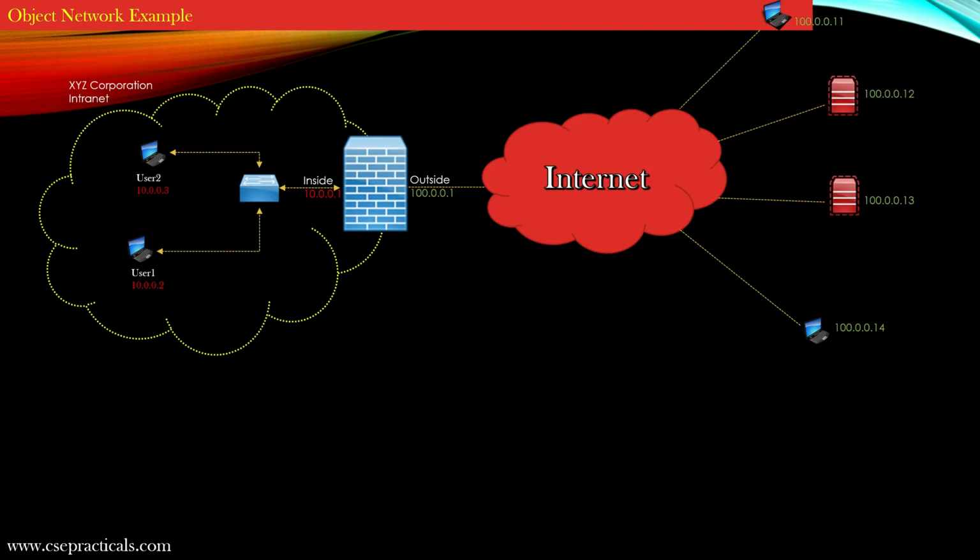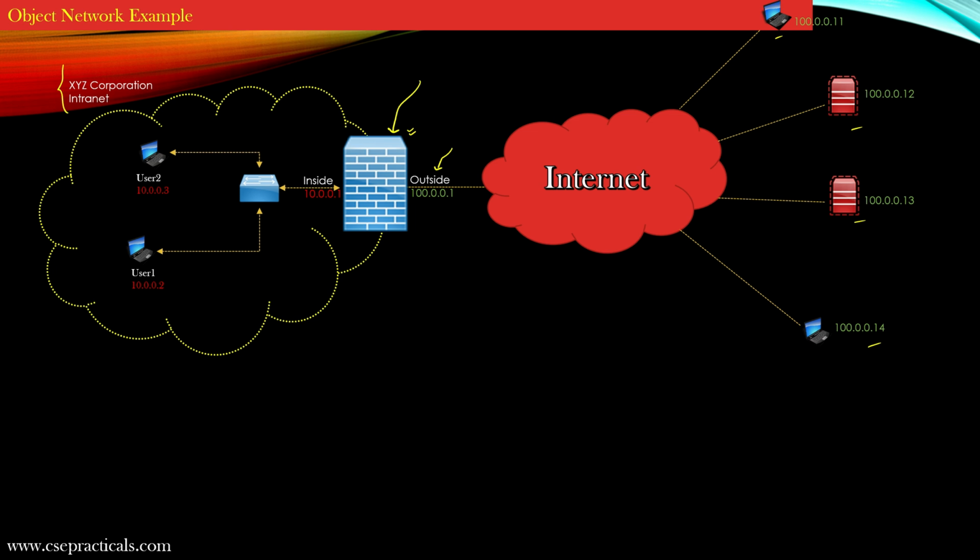So let us discuss how we use object networks in our day-to-day configuration. On the screen, you can see a typical topology. Here in the middle is a firewall, and on the left-hand side is an intranet which belongs to the XYZ Corporation. This is the personal intranet of XYZ Corporation, and XYZ Corporation has installed a firewall on the boundary of the intranet, and the outside part of this firewall is connected to the open internet. And on the open internet, there are public servers or public machines or public users.